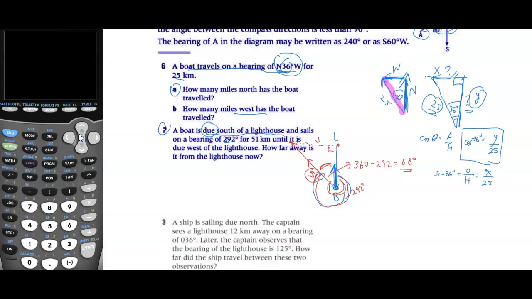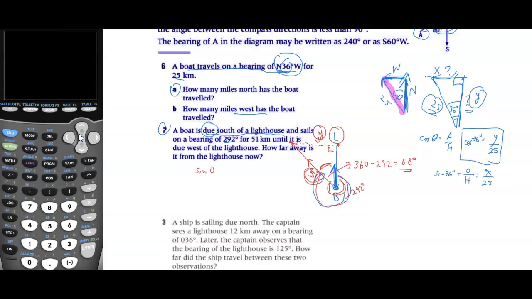And that would allow us to figure out this distance here. We'll call it y. Okay? How far are you from the lighthouse if you go 51 kilometers until you're due west of the lighthouse? Okay? So we would be able to figure that out using SOHCAHTOA, right? And in this case, if y is the opposite and 51 is the hypotenuse, so it would be right?